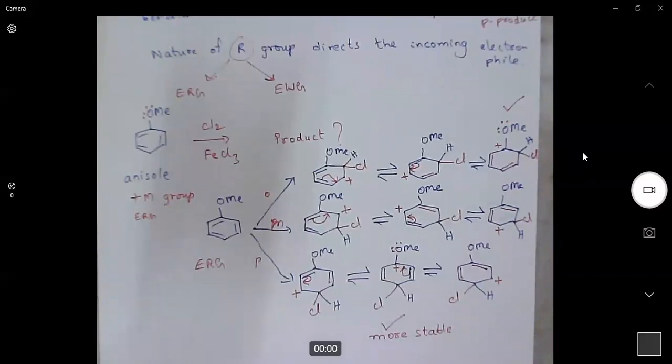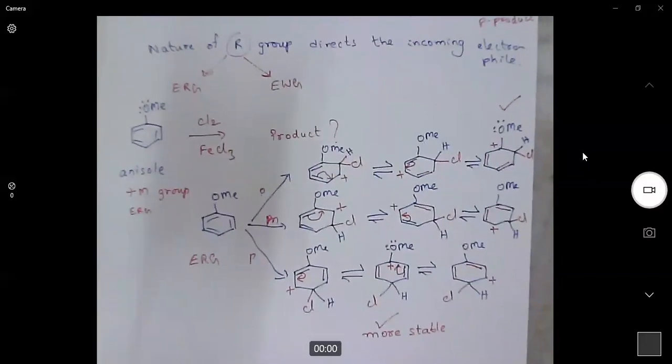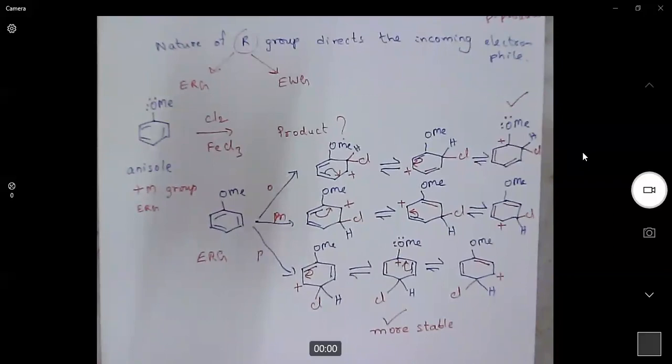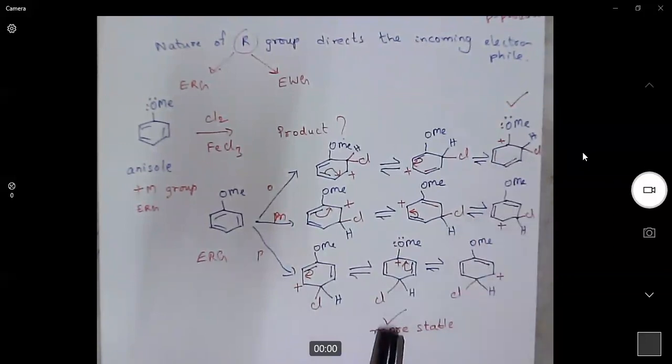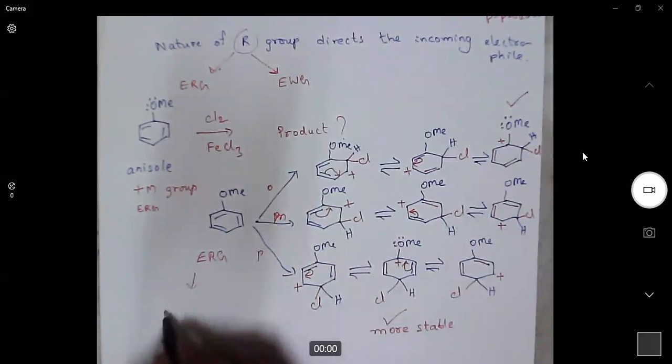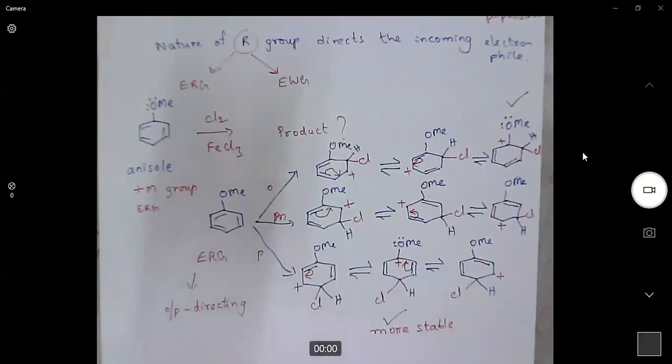So what is the product that will form in an aromatic electrophilic substitution reaction when an electron releasing group is there? An electron releasing group will direct the incoming electrophile to either the ortho or para positions. So it is an ortho para directing group. An electron releasing group is ortho para directing.